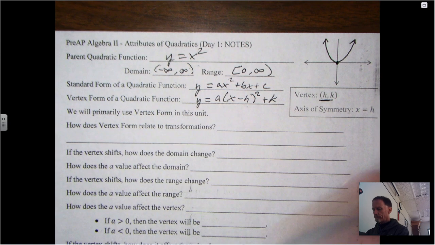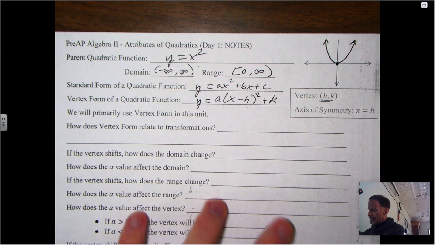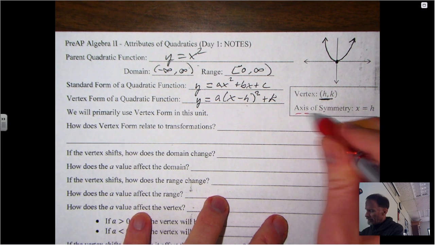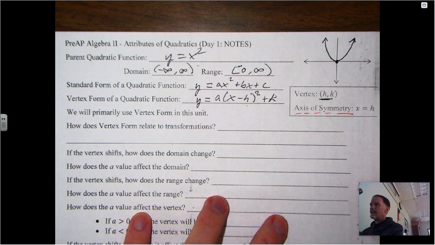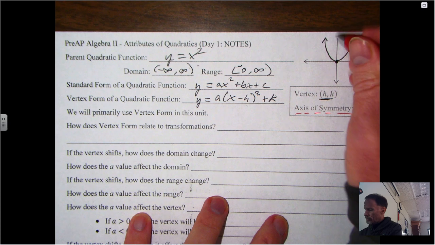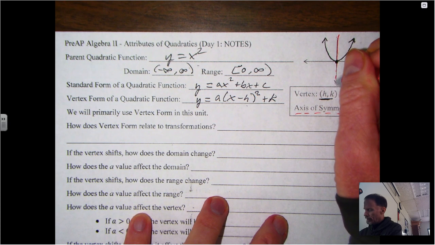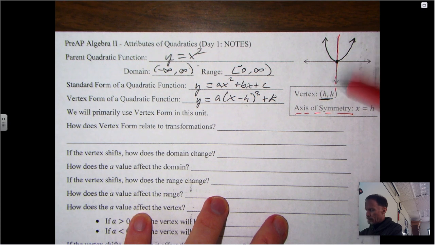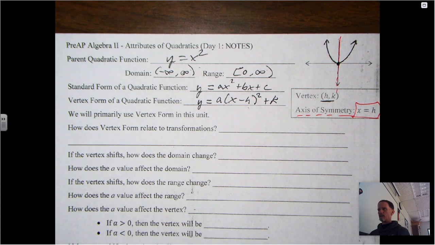Parabolas also have this thing called an axis of symmetry. Basically, it's a vertical line that chops it in half, right? So for the parent function, the axis of symmetry would be x equals 0, but in general, it's just going to be x equals h. We'll talk more about that in just a minute.